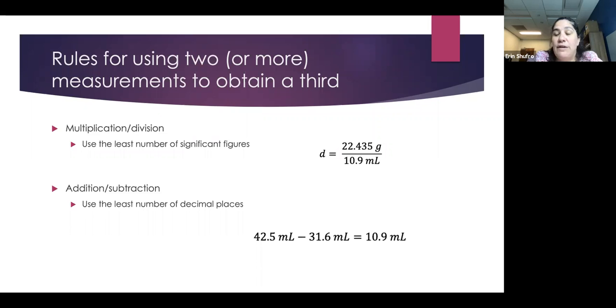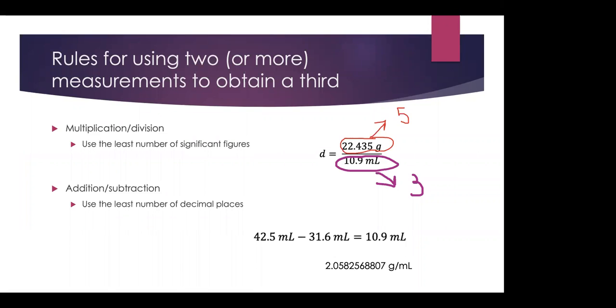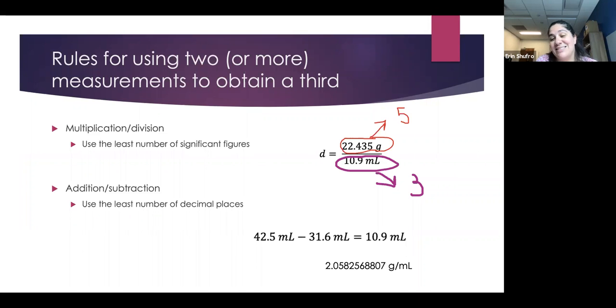Now, when I put that into my formula, I'm going to do multiplication and division. My top measurement has five significant figures. My bottom measurement has three. That means my answer should have three significant figures. So what should I actually write down if this was a question on the test? 2.06. Yep, that is exactly right, 2.06. My cutoff is where that five is, and because the digit next to the five is an eight, I would round up. So my answer should be 2.06 grams per milliliter.